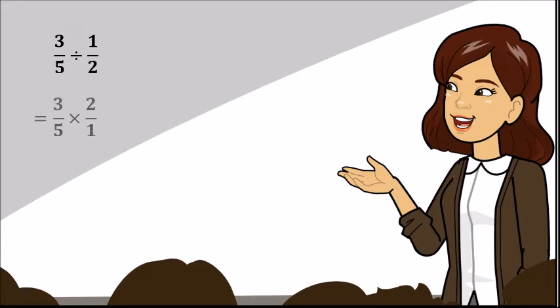3/5 divided by a half is 3/5 times 2/1. And then you multiply across like we did last lesson. 3 times 2 is 6, 5 times 1 is 5. Let's look at another example.